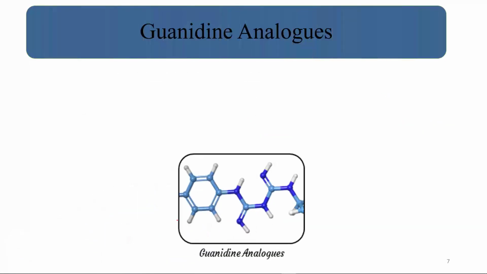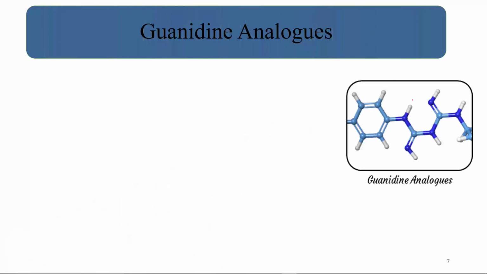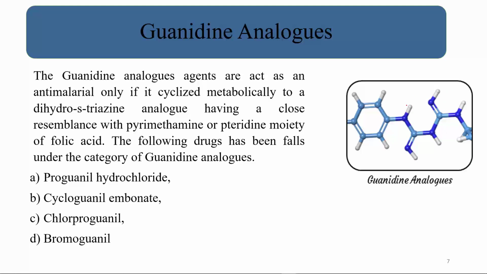The next class is guanidine analogues. In guanidine analogues, here we see there is an NH2 group, NH double bond, NH group, NH, NH and NH group. The guanidine analogous drug has 1, 2, 3, 4, 5 NH groups. These agents act as antimalarials only if they are cyclized metabolically to the dihydrotriazine analogues, having a close resemblance to pyrimethamine and the pteridine moiety of folic acid. The following drugs fall under the category of guanidine analogues: proguanil, cycloguanil, chloroproguanil and bromoguanil.